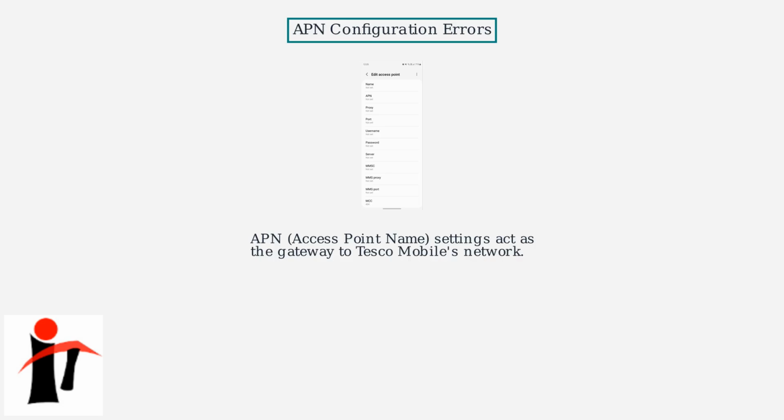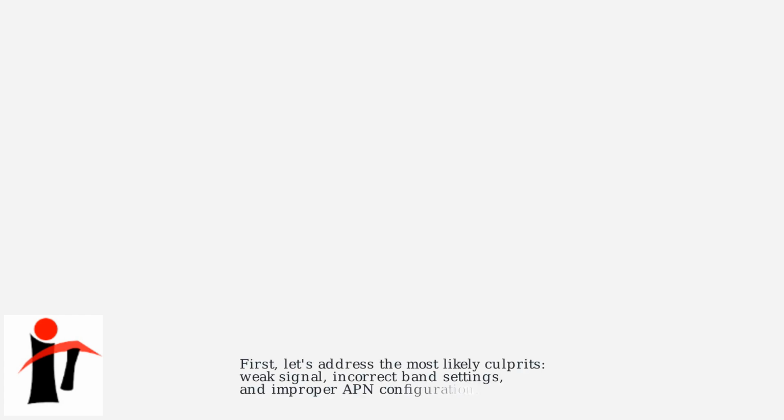APN (access point name) settings act as the gateway to Tesco Mobile's network, and incorrect settings will disrupt your data connection. Drawing on the latest updates as of October 2025. First, let's address the most likely culprits: weak signal, incorrect band settings, and improper APN configuration.